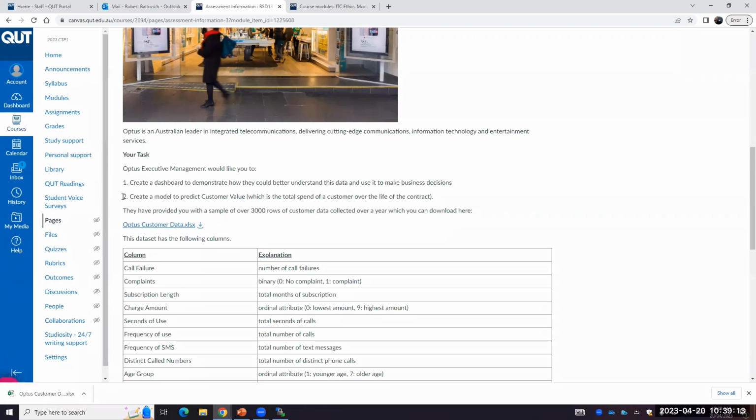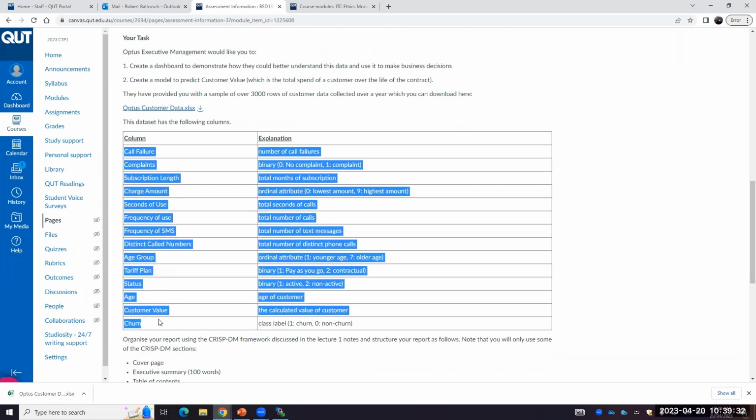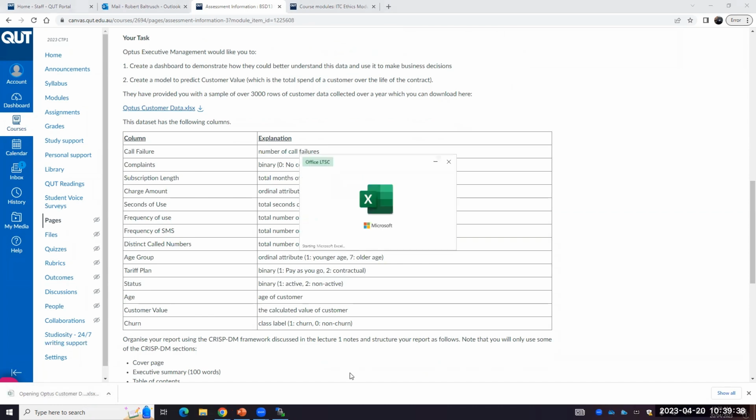The second task is to create a model to predict customer value, which is the total spend of the customer over the life of the contract. And they provided you with 3,000 rows of customer data collected over the previous year. And the data has the following structure. It's got these columns here. There's about a dozen or so columns, such as, let's have a look at the spreadsheet now.